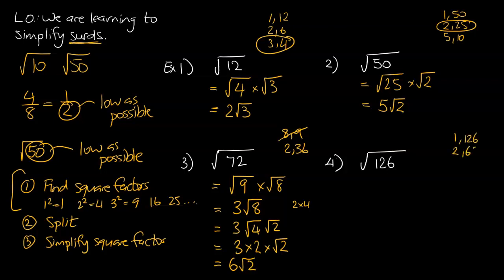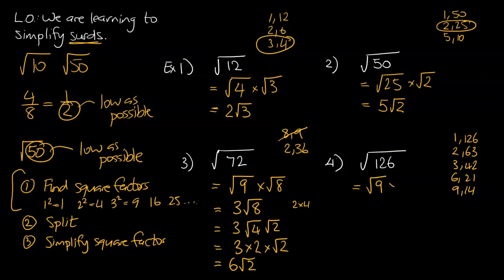I've got 2 and 63, no square numbers yet. I've got 3 and 42, no square numbers. It's not divisible by 4. It's not divisible by 5. 6 is a factor, 6 and 21, but again, still no square numbers. 7 is a no, 8 is a no, and the last set of factors, 9 and 14. And I like this last set, 9 and 14, because 9 is a square number. So let's do our split.